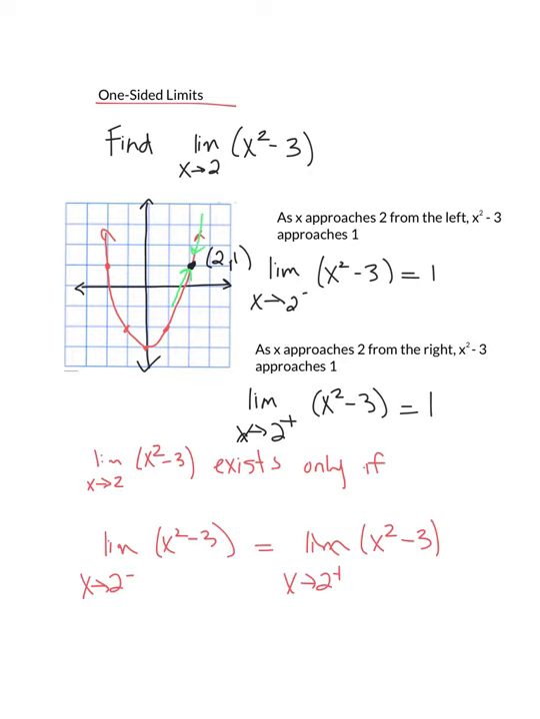So what we can say now is that the limit as x approaches 2 of x squared minus 3 exists only if the limit as x approaches 2 from the left, remember this superscript with a minus sign means the left, of x squared minus 3 is equal to the limit as x approaches 2 from the right of x squared minus 3. So in this case, because when it approaches from the left it was 1, and when it approaches from the right it was also 1, we can say that the limit as x approaches 2 exists.